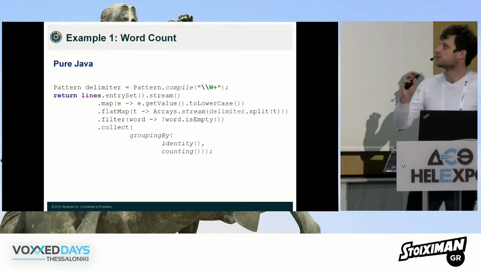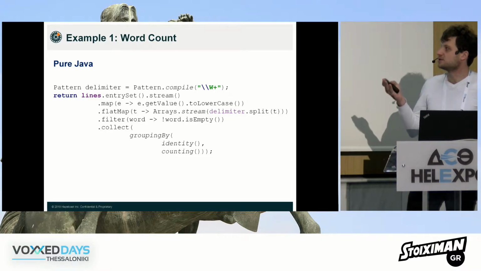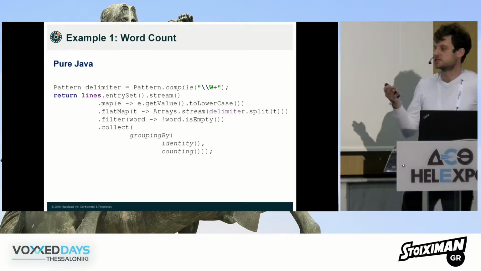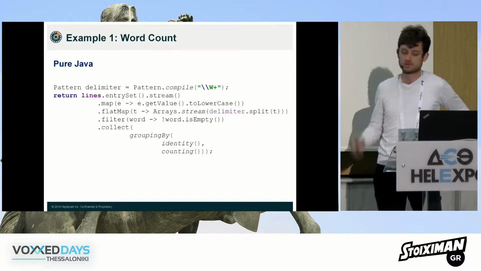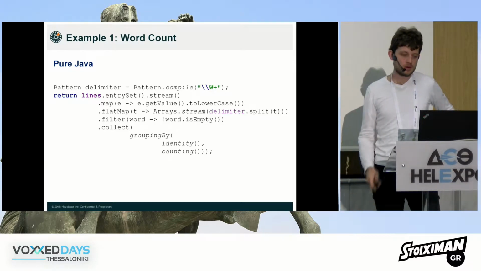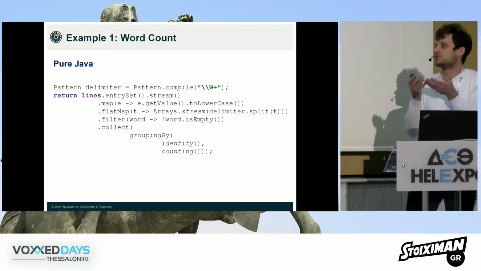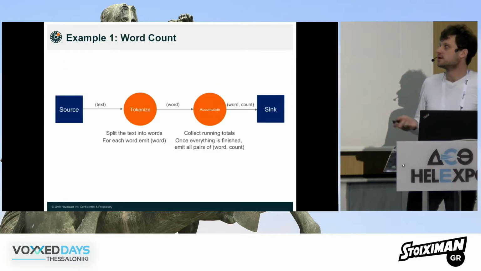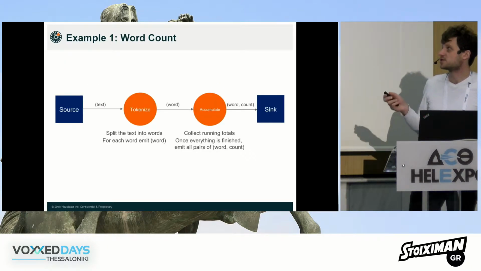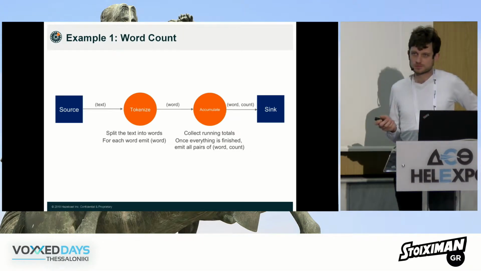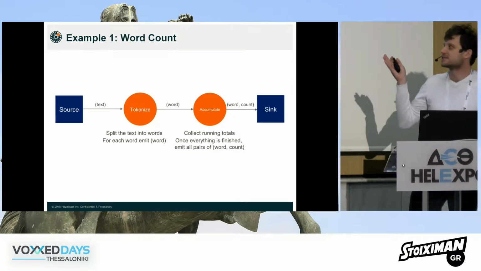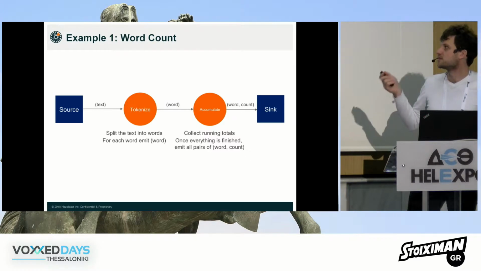We reduce it to a map where the key is the identity, meaning the word, and the value is the number of occurrences. We do the counting. If we were to present the flow, how the data flows for this code, it would be something like this. We start with the source, then we have the tokenize step, then we have an accumulate step, and we go to the sink. This is a classical example for map reduce. We map something, we reduce.